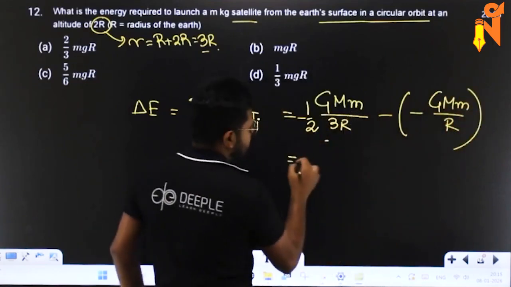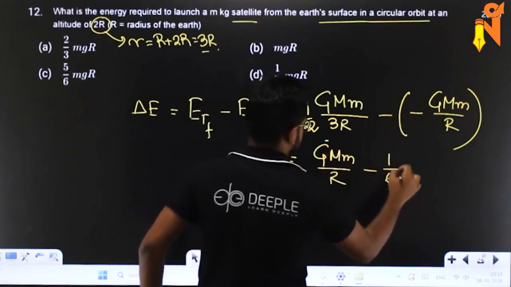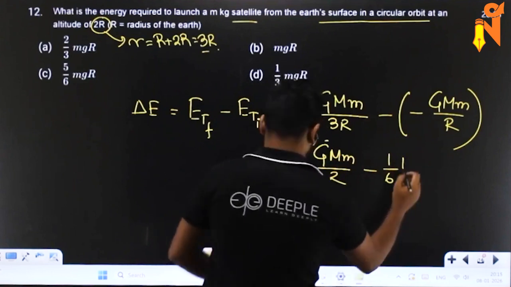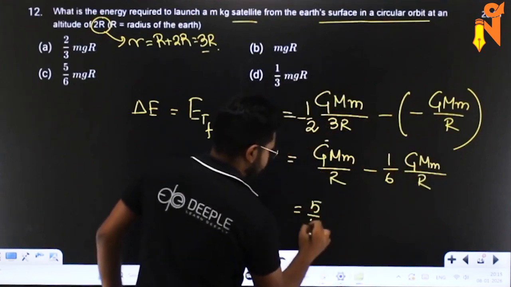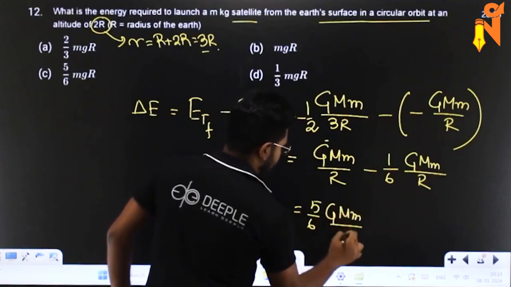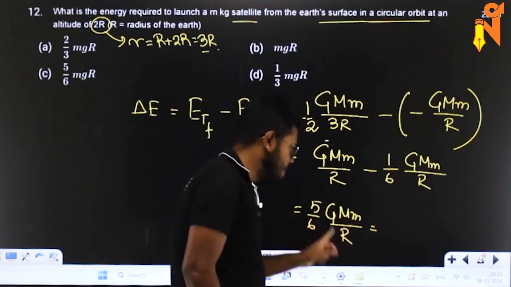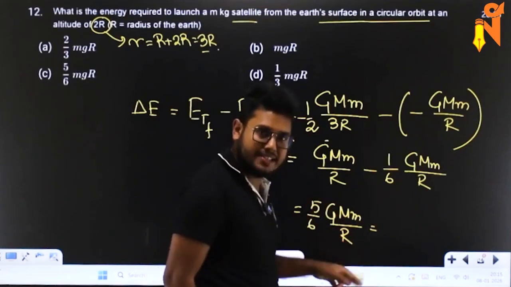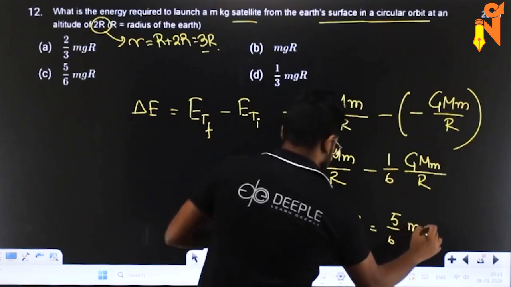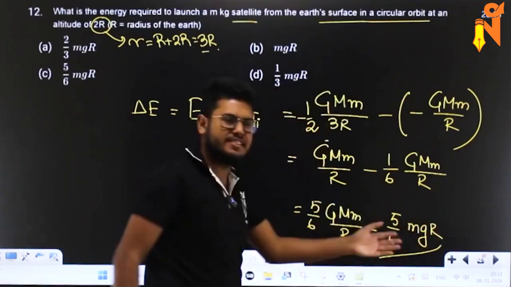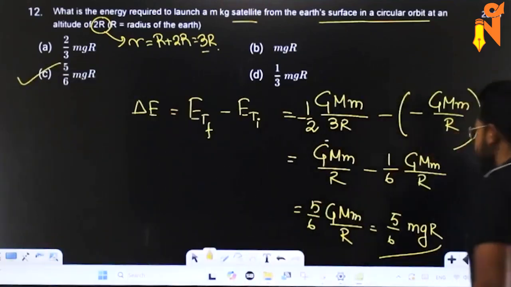Now if I do that, what do I see? G M m over r minus 1 by 6 G M m over r, so I get 5 by 6 G M m over r. Now we can convert it into mgr form, you all know, because GM by r square is the small g, so I get 5 by 6 mgr. Anyway, this numerical factor is the only important stuff here, right? Okay, let's go to the next one.